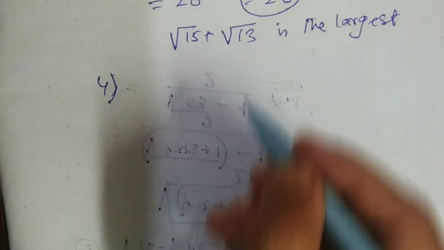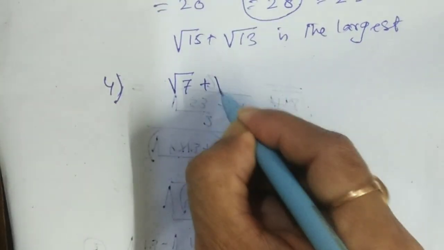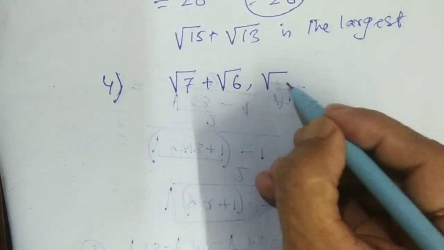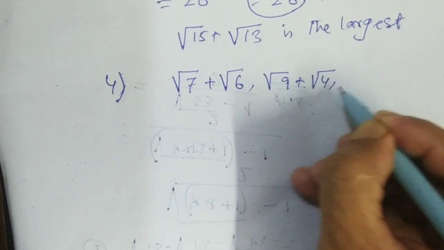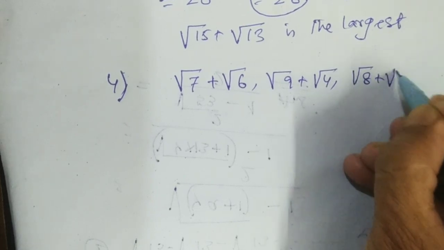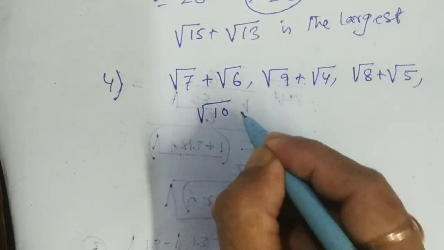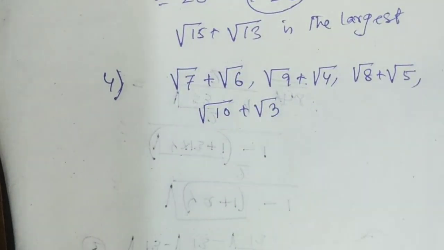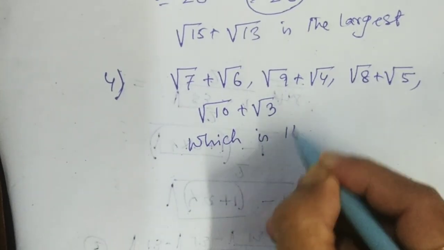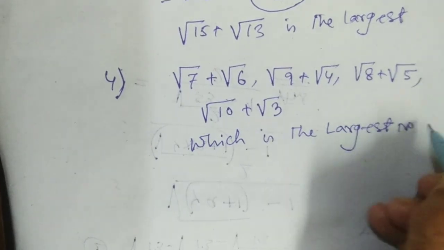Suppose we can say root over 7 plus root over 6 is the one number, root over 9 plus root over 4, root over 8 plus root over 5, root over 10 plus root over 3. So, which is the largest number?